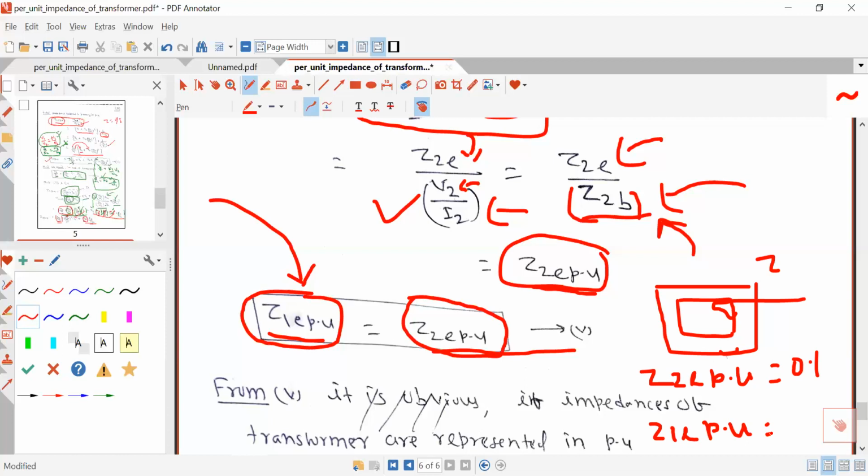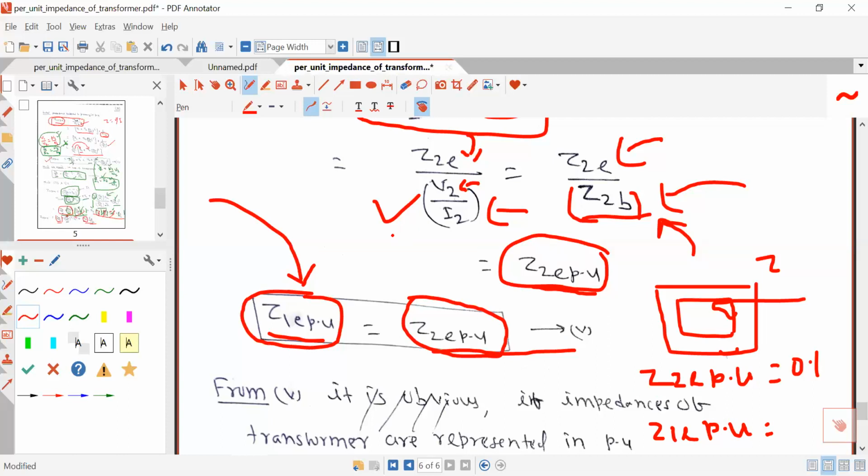I will discuss a numerical example on the per unit system in the next lecture also. In that lecture, I will show you that when you have knowledge of per unit impedance referred to the primary, then the total impedance referred to the secondary in per unit system will be the same. So this is the advantage. These are the two advantages of the per unit system.